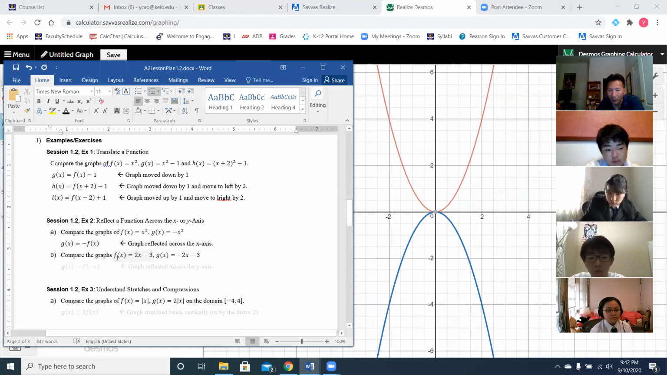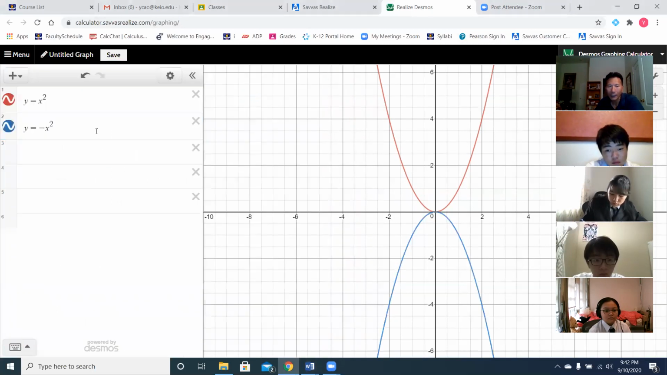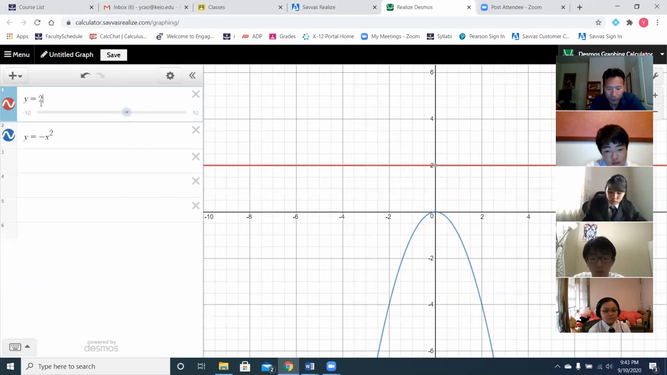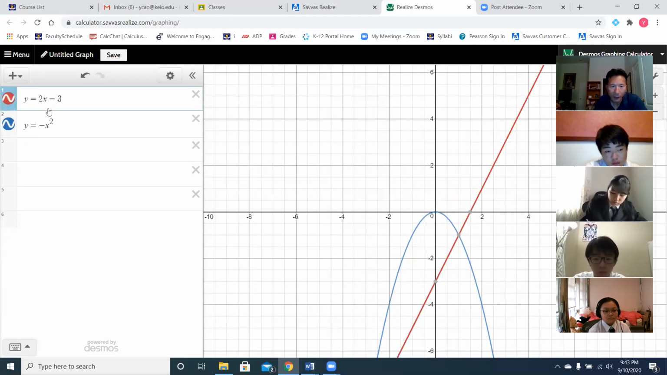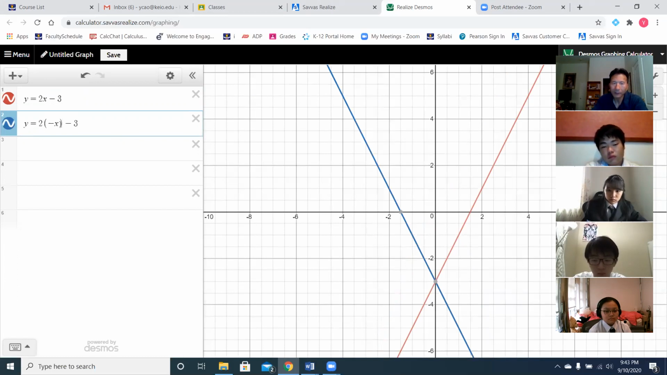Now, how about the root function? What happened? Let's draw a graph first. We're going to draw a graph here: y equals square root of 2x minus 3, and y equals square root of -2x minus 3. So that's a graph. What can you tell me about the two graphs?